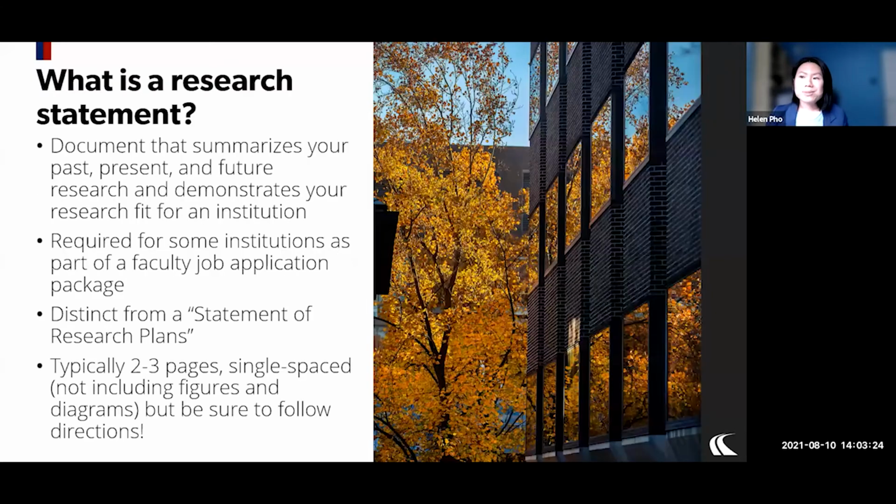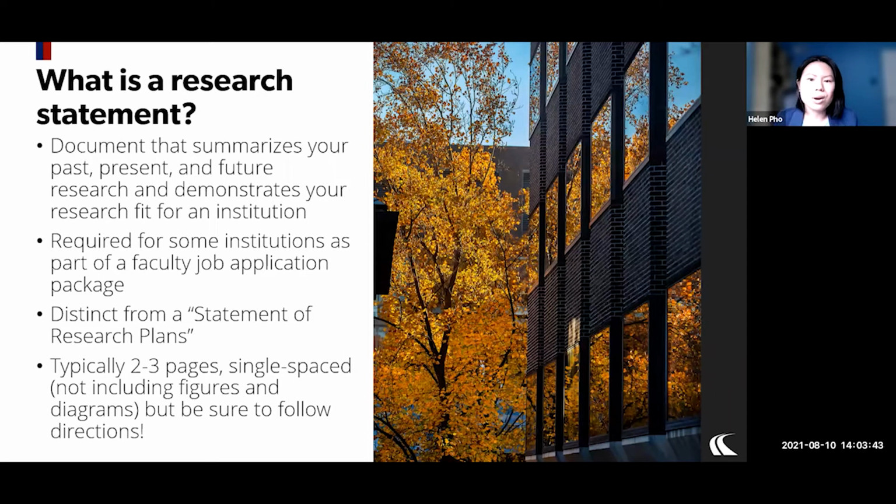All right, so we're going to start off with the basics. What is a research statement? It is essentially a document that summarizes your past, your present, and your future research. It also needs to demonstrate your research fit for a particular institution.